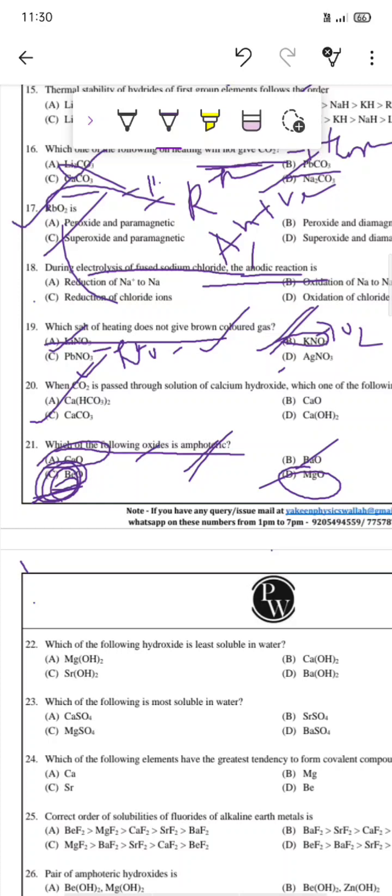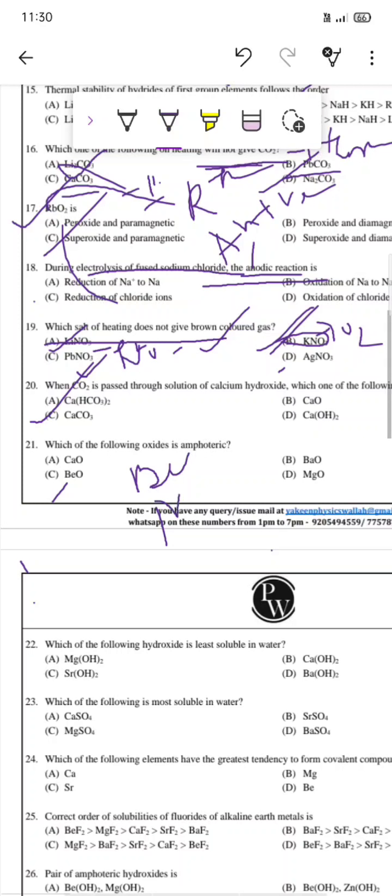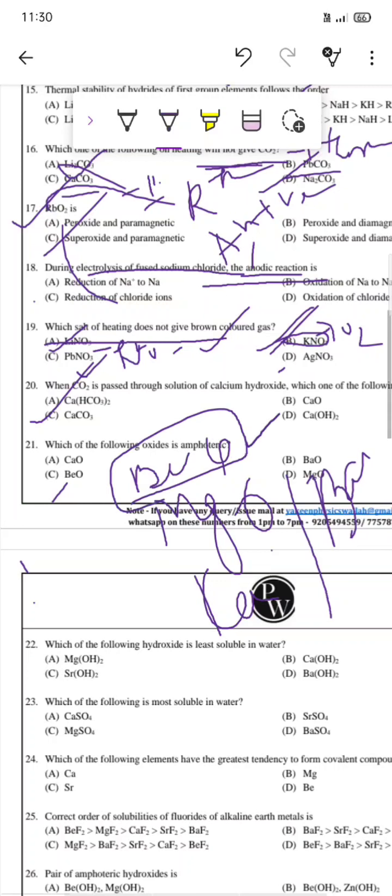Which reacts with acid and base? Amphoteric. The answer is C, because basic strength increases down the group, so these are all basic and this one is amphoteric. Both react with acid and base.